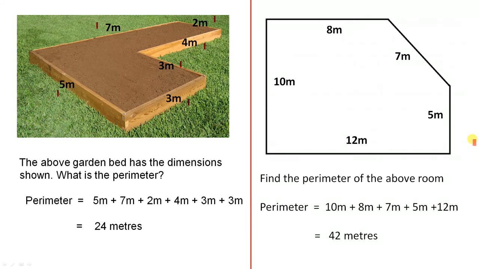Find the perimeter of the above room. The perimeter is 10 meters, plus 8 meters, plus 7 meters, plus 5 meters, plus 12 meters, and that's 42 meters. So the perimeter is a very, very popular topic in real life, and now you know how to find it.